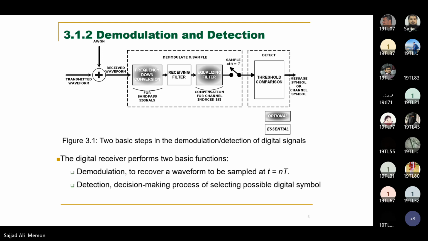So at t is equal to T, one sample is selected, and that goes into the detection. This threshold comparison will decide whether the received waveform voltage represents symbol 0 or 1, or bit 1 or 0. If it is BPSK modulation, that is fine. If it is another M-ary modulation, then a symbol may consist of more than 1 bit. That will be decided here after passing through the equalizing filter. So the equalizing filter is something that removes the noise and compensates for channel-induced ISI.